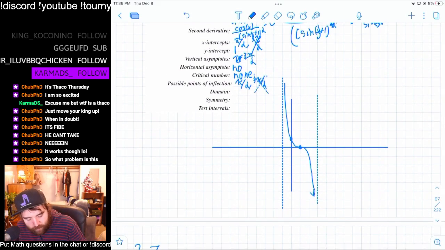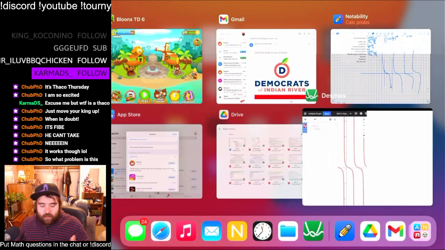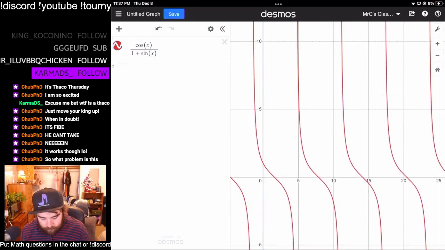And, of course, remember this is periodic. So I'm not going to be super specific, but that's just going to go ahead and continue forever like we see here. See, it's very tangent-ish.